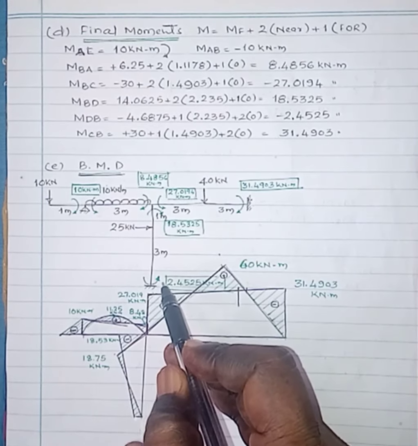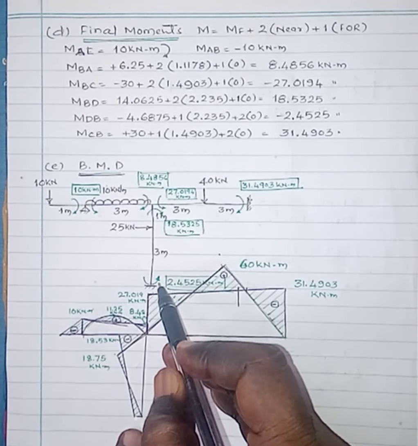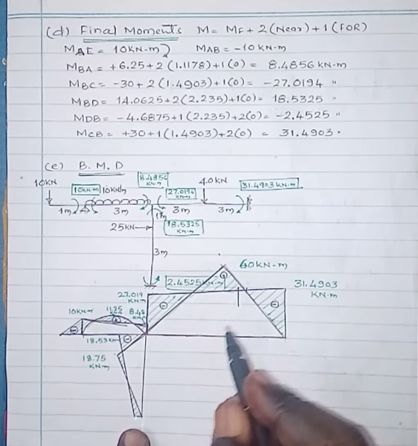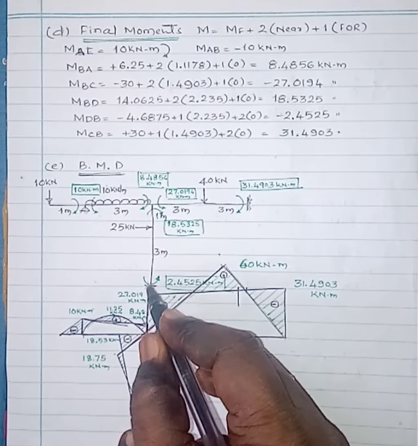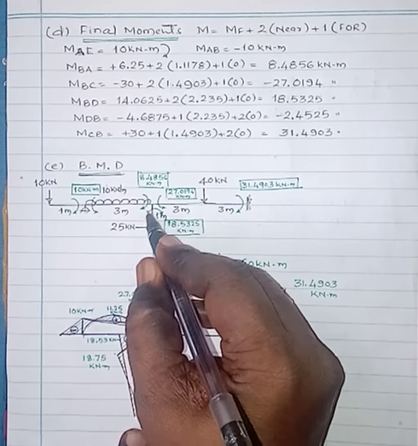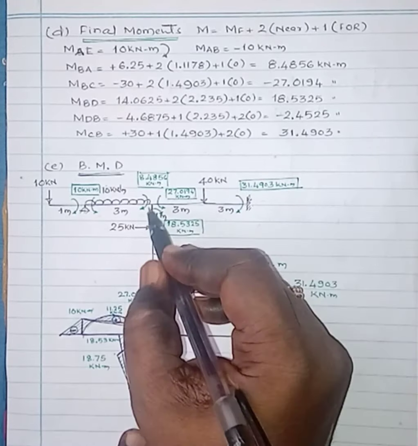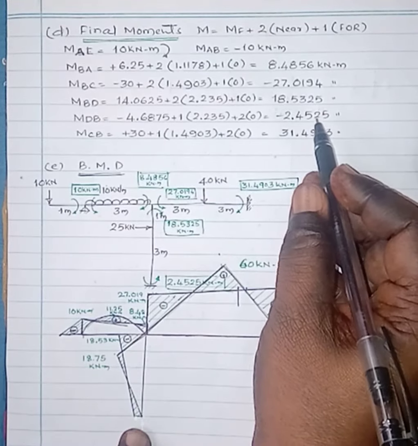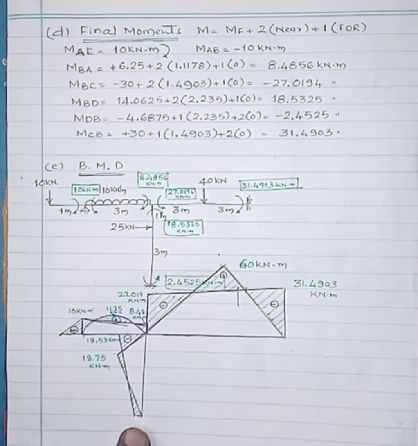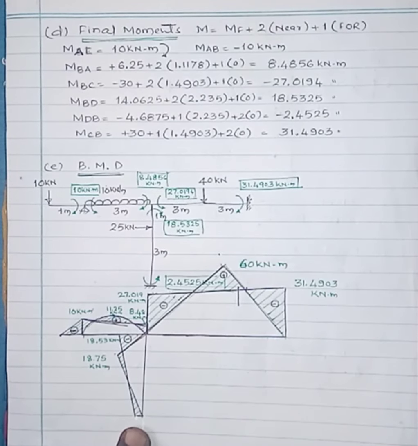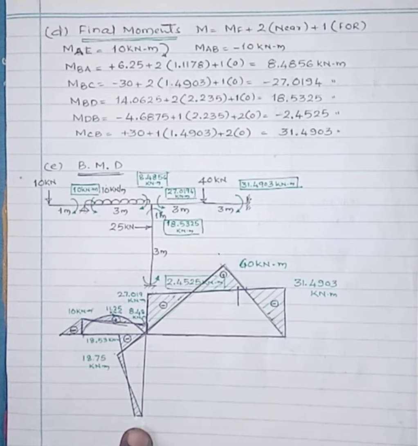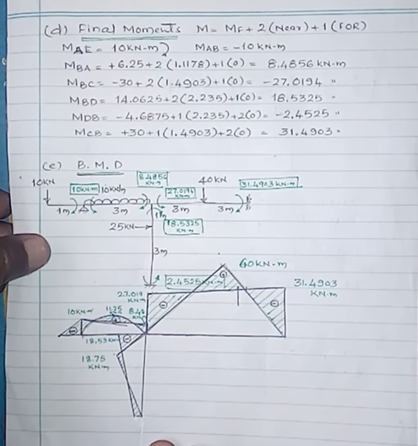Similarly, for the vertical member, this one is 2.4525, this one is anti-clockwise, this one is 18.5325, that one is clockwise. Now by using this diagram, we can easily draw the bending moment diagram.